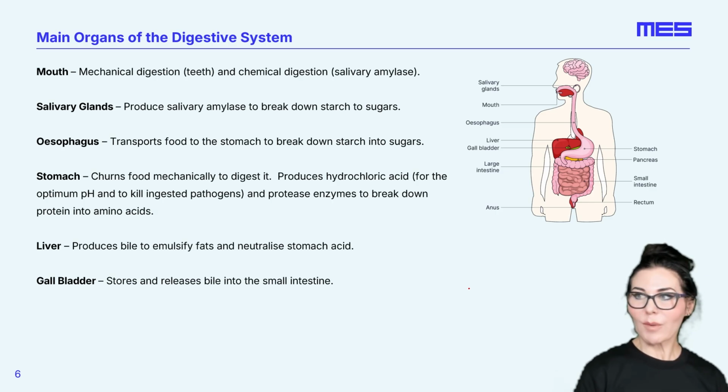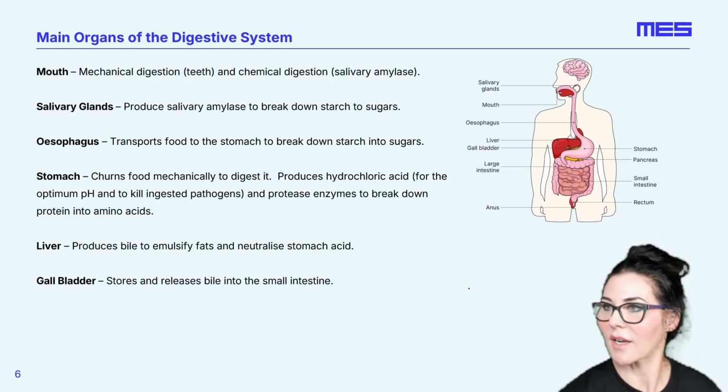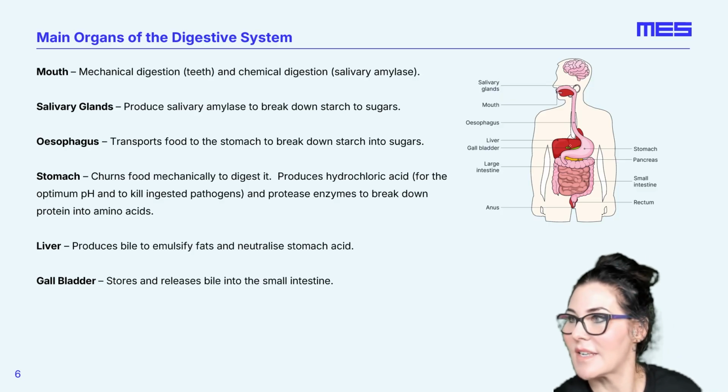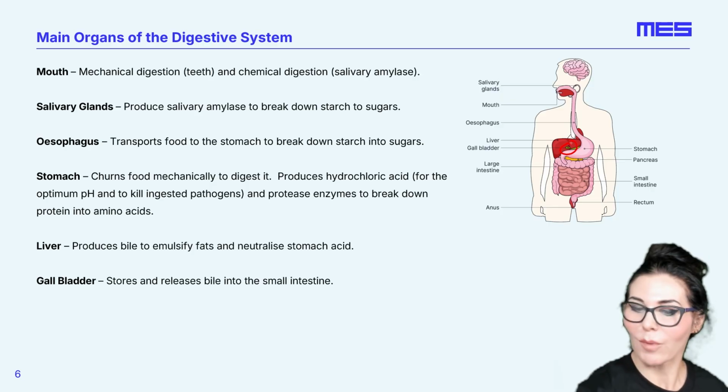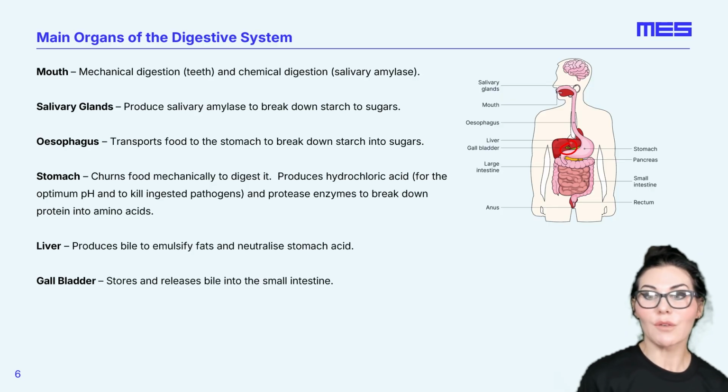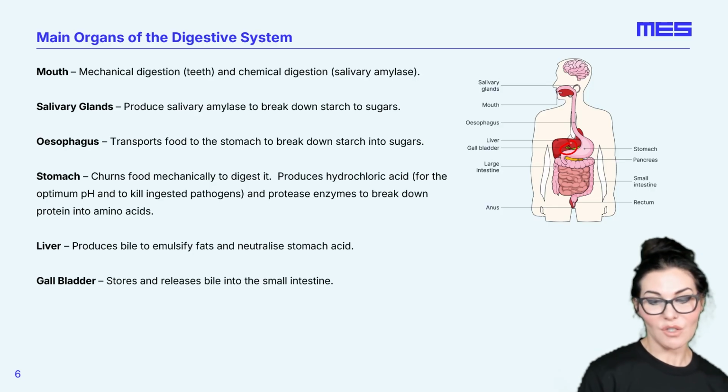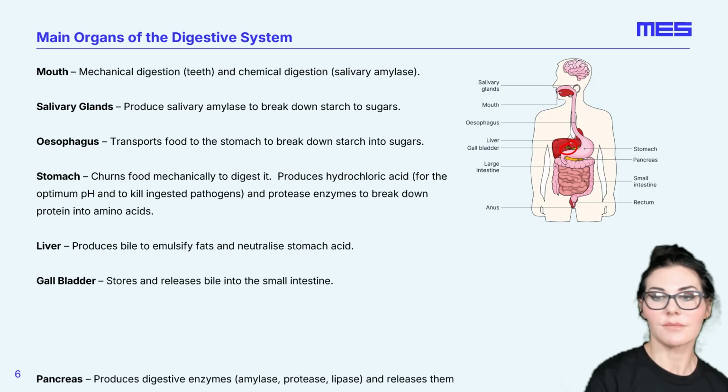The gallbladder is a tiny little pouch. You can just about make it out on the diagram at the side here. So it literally sits under the liver, and what the gallbladder does is it's a storage bag for the bile. So the liver makes the bile and then sends it through a duct into the gallbladder, where it sits until it's needed. And when it is needed, it's released into the small intestine and works directly in the small intestine.